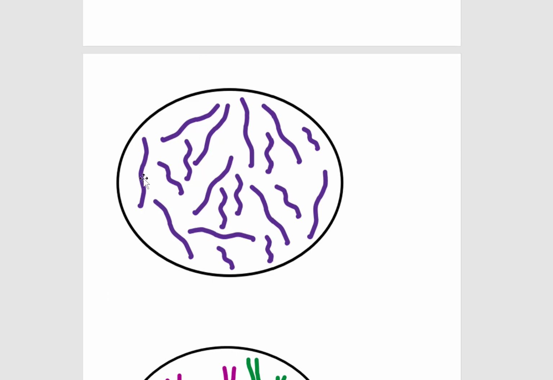All right, we have 1, 2, 3, 4, 5, 6, 7, 8, 9, 10, 11, 12, 13, 14, 15, 16, 17, 18, 19. Okay, I counted 19 chromosomes. So the chromosome number would be 19. Is it diploid or haploid? It has to be haploid because there's an odd number. And that means n is also equal to 19. These chromosomes are not duplicated. There are no sister chromatids.